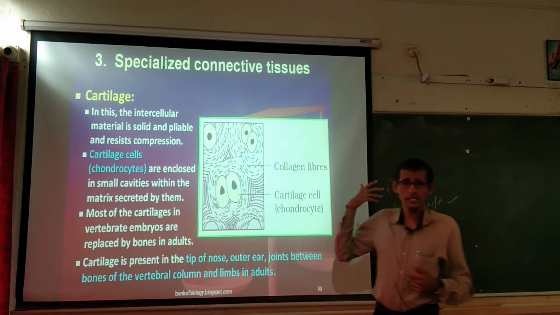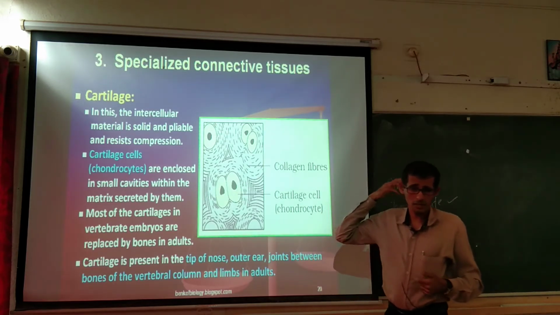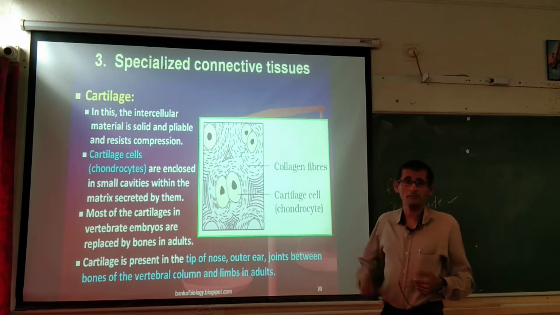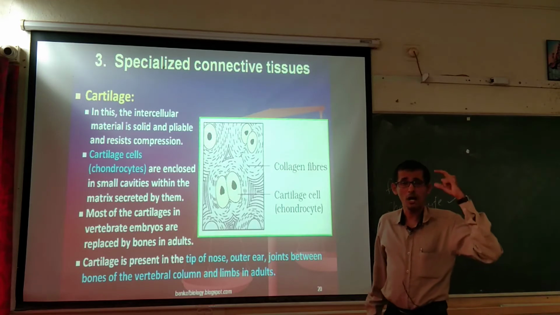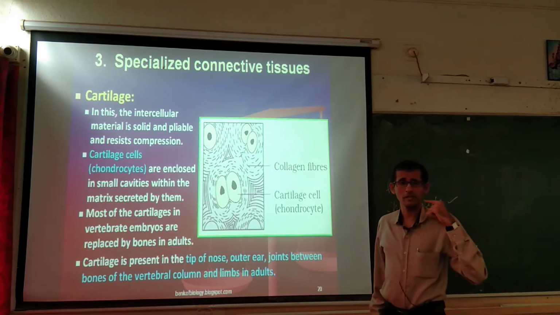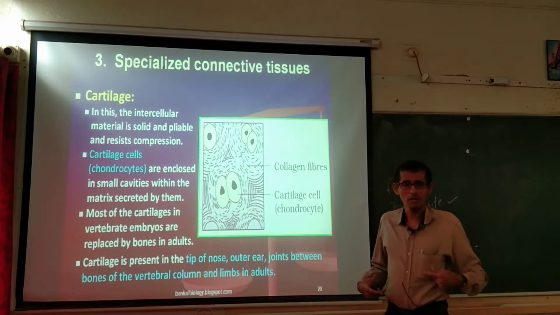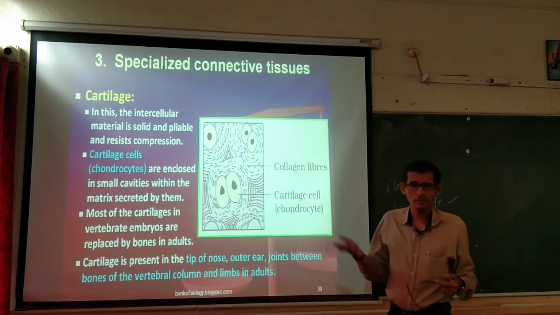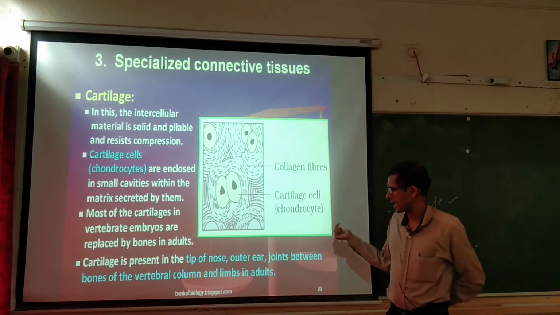It starts from here, our atlas. Atlas is the first vertebra of the vertebral column, the first bone of the vertebral column, which gives the connection with our skull. Then cervical vertebrae, thoracic vertebrae, lumbar vertebrae, coccyx and sacrum, it goes like that. Anyhow, we will discuss that in another chapter.